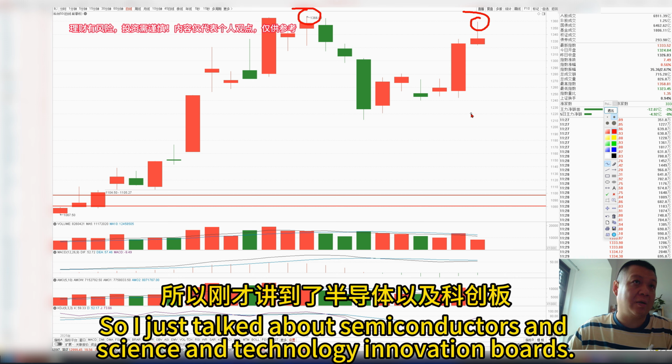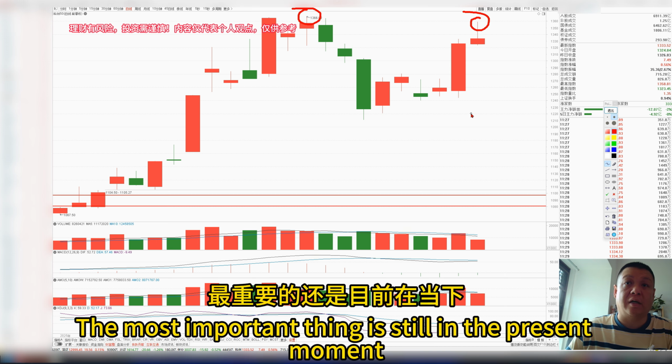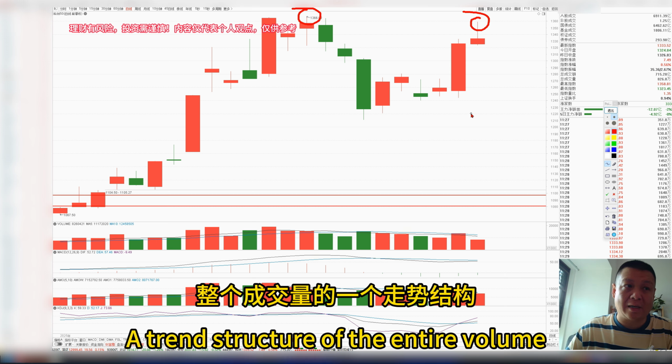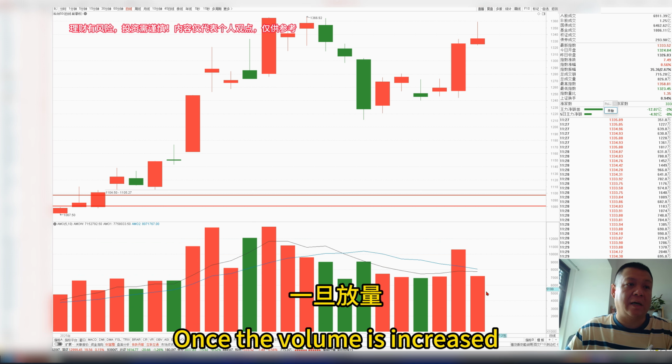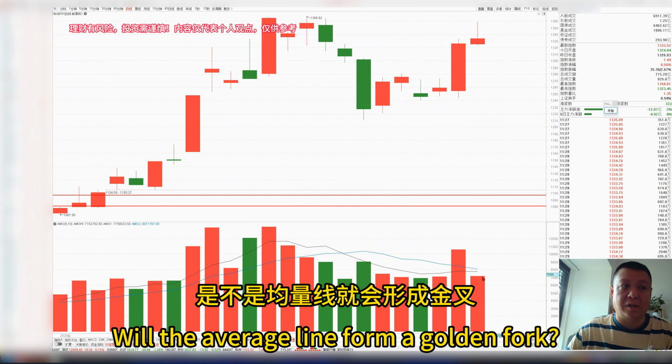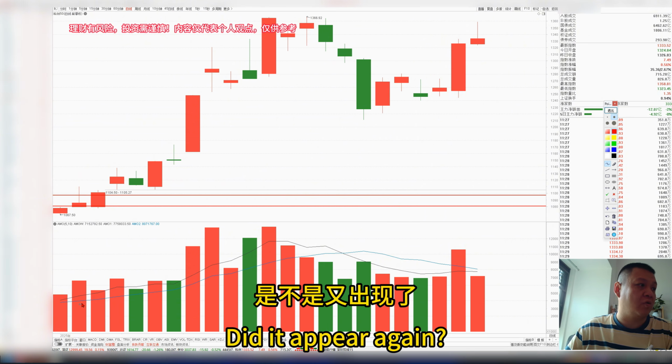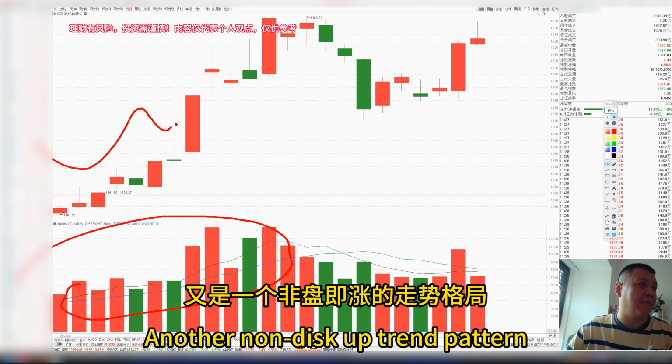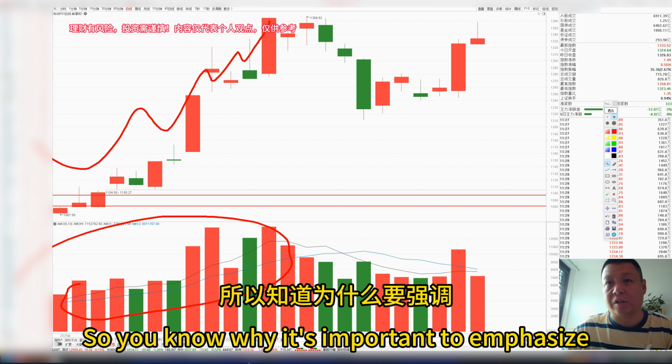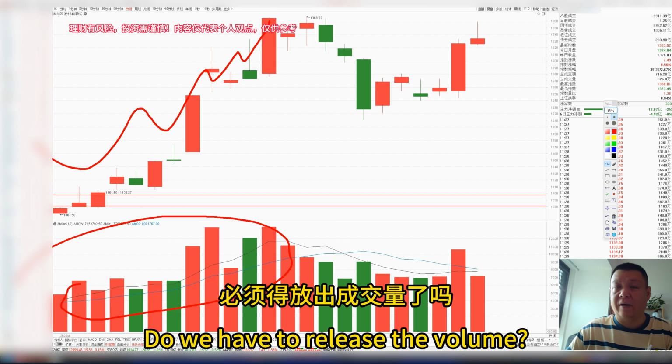So I just talked about semiconductors and the Technology Innovation Board. That means the most important thing is still the trend structure of the entire trading volume at the moment. Because as you can see, once the volume is increased, will the moving average line form a golden cross? Has the golden cross formed on the moving average line appeared again? Is this the right trend? It's another trend pattern that goes up immediately. So you know why we need to emphasize the need to release volume?